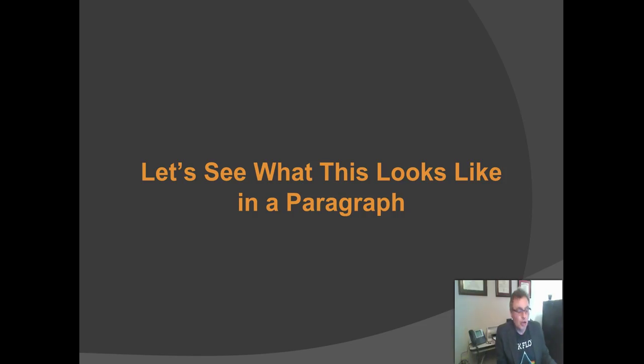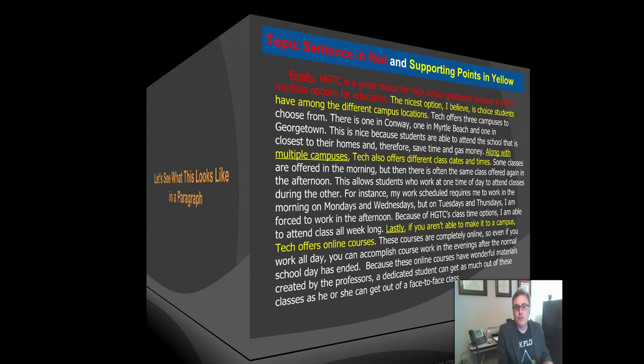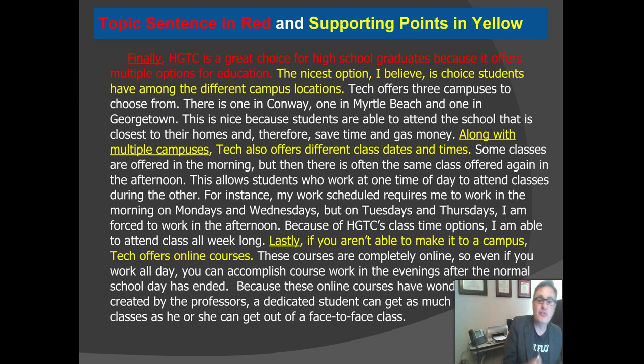Now let's take a look at what this is going to look like, at least formatting wise, for your body paragraph, because in the next presentation I'm going to show you how to develop each of those points. But let's just look at what this looks like formatting wise. Notice that in this paragraph you have a clear topic sentence at the top, which is in red. Finally, tech is a great choice for high school graduates because it offers multiple options for education.